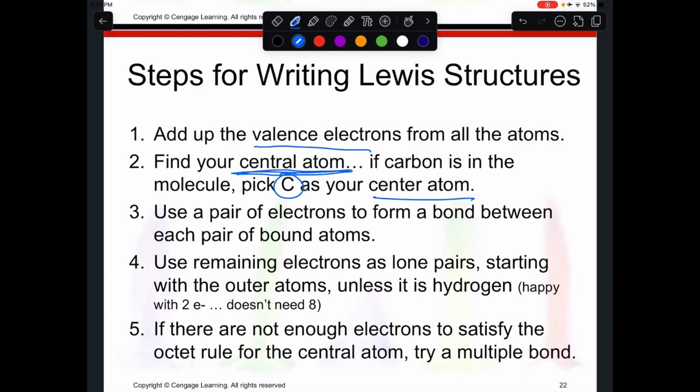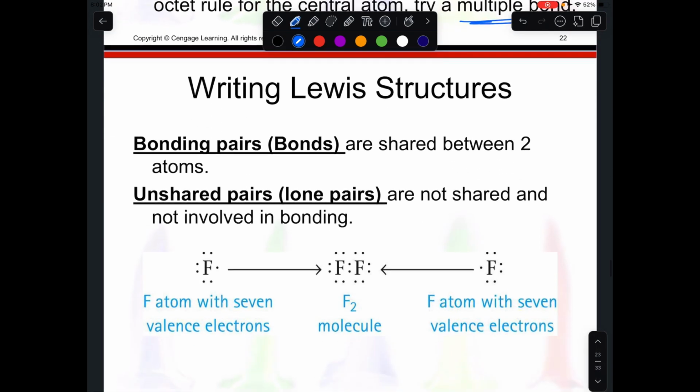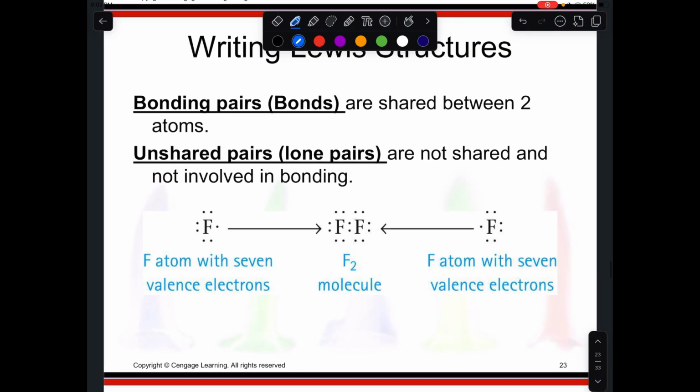Use a pair of electrons to form a bond. Just like I showed you, a single bond has 2 electrons, and you connect it to make a bond. Then any remaining electrons we put on outer atoms, and any extra than that go on the center atom. And then we will make multiple bonds if we need to. These steps are hard to understand, so I'm going to demonstrate it to you many times over so that you can see how it works.